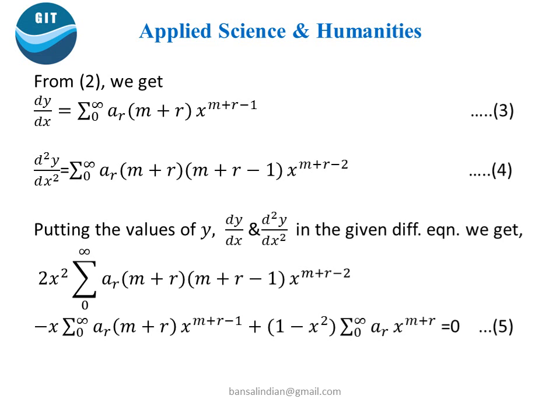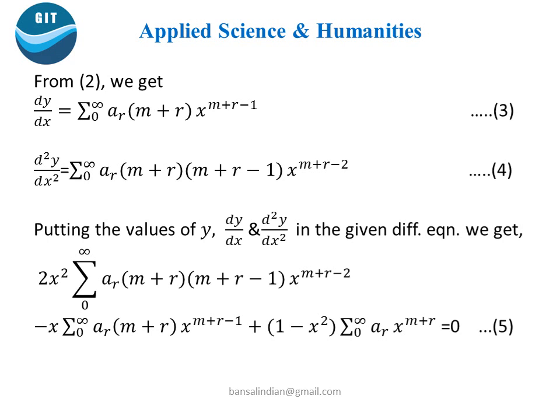Putting these values of y, dy by dx and d2y by dx square in the given differential equation, we will be having 2x square summation r is equal to 0 to infinity ar m plus r into m plus r minus 1 times x to the power m plus r minus 2 minus x times summation r is equal to 0 to infinity ar m plus r times x to the power m plus r minus 1 plus 1 minus x square times summation r is equal to 0 to infinity ar x to the power m plus r is equal to 0.